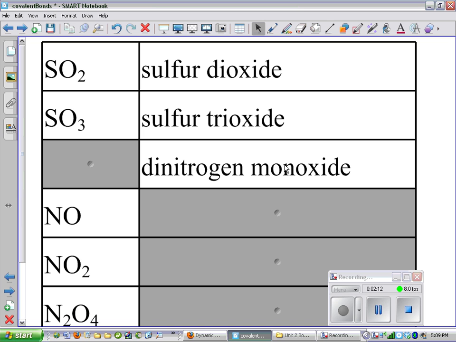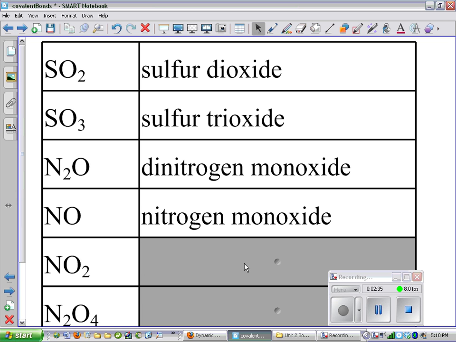Dinitrogen monoxide. Even though we add something to the front of it, it still has the whole element name of nitrogen. So 2 nitrogens and 1 oxygen. NO, sometimes known as NO, is nitrogen and oxygen. We don't use mono when it's the first element, only when it's the second. So it'll be nitrogen monoxide.